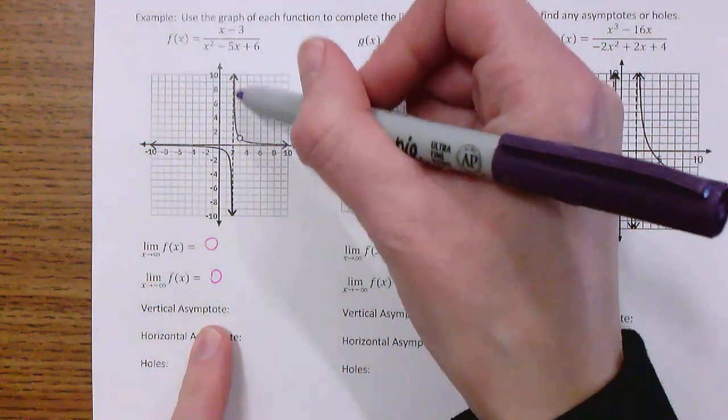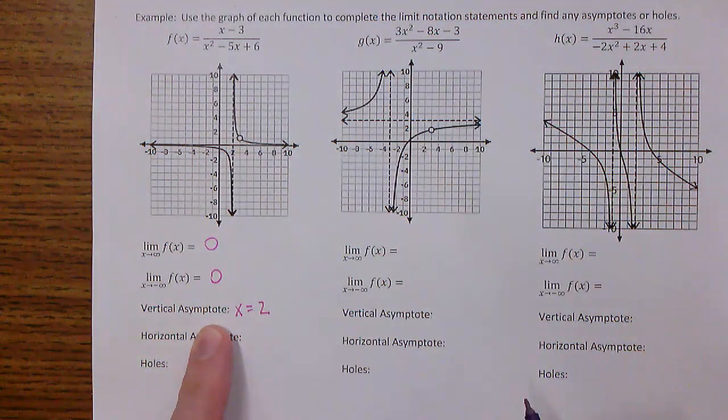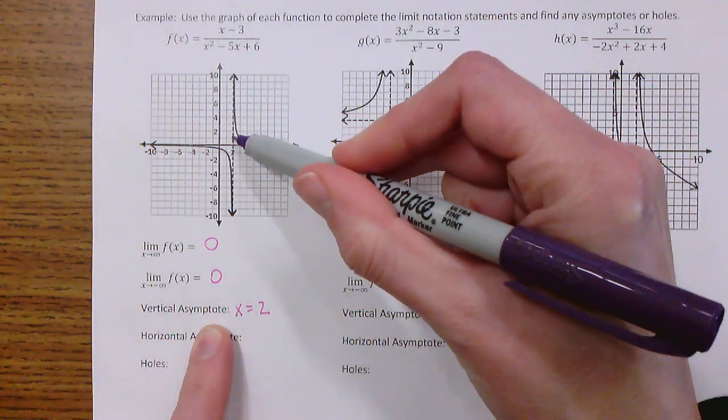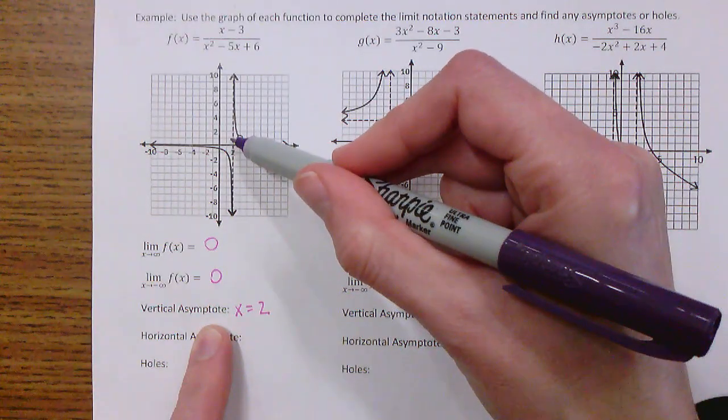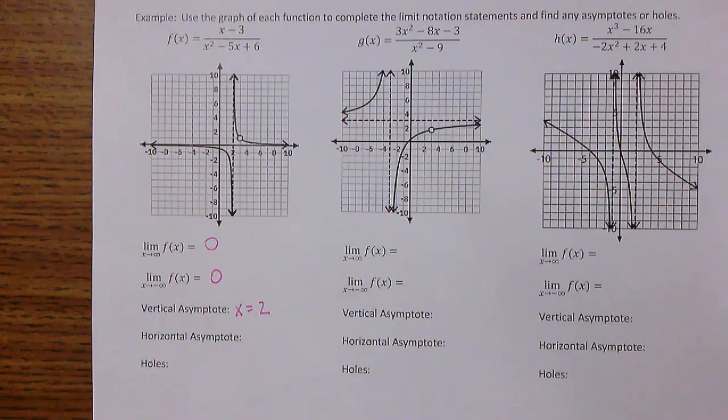All right, vertical asymptote, that's this little dashy line. So that's at the equation x equals 2. Every point on this line has an x value of 2. This is (2, 0), (2, 1), (2, 2), (2, 3), (2, 4), (2, 5). So they all have x values of 2.